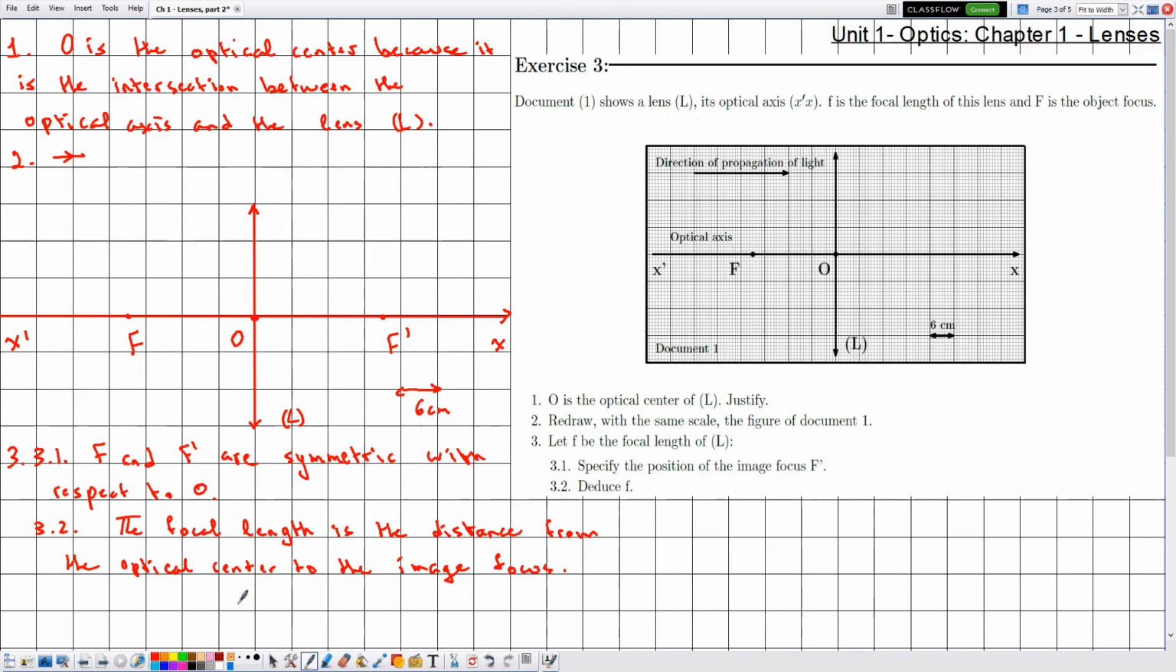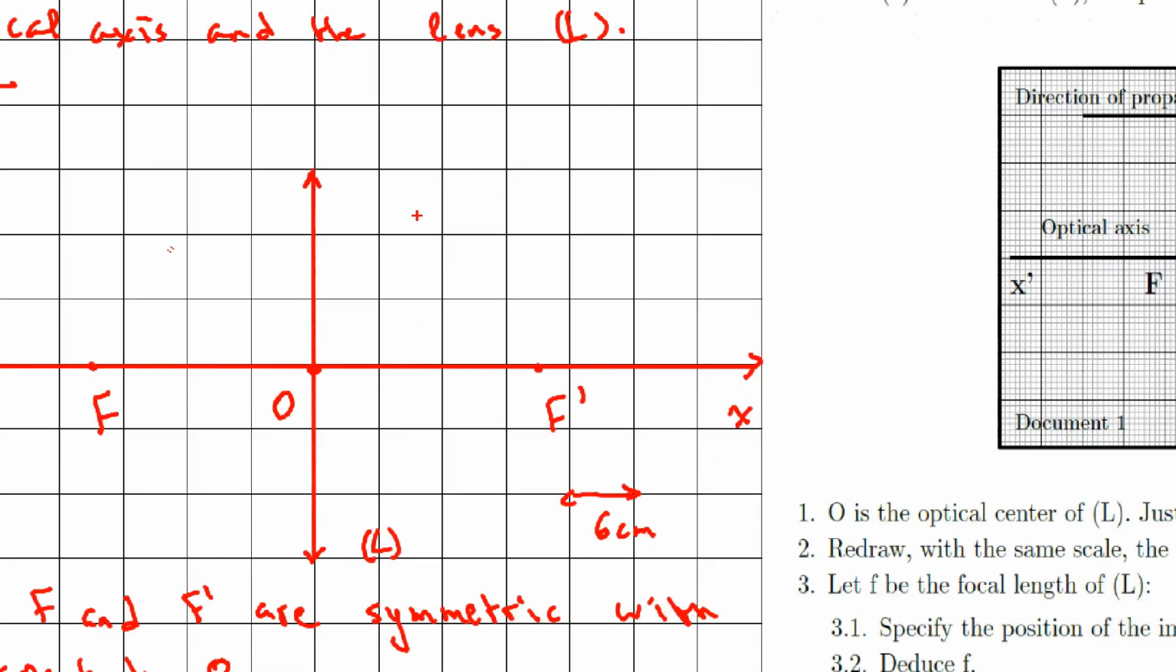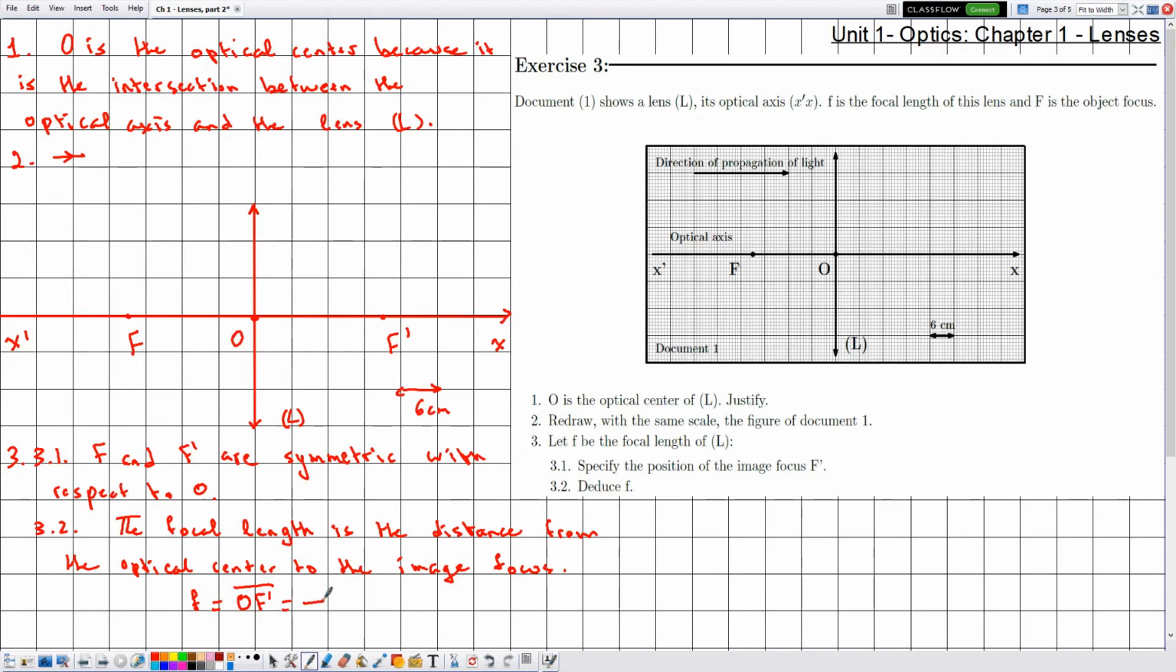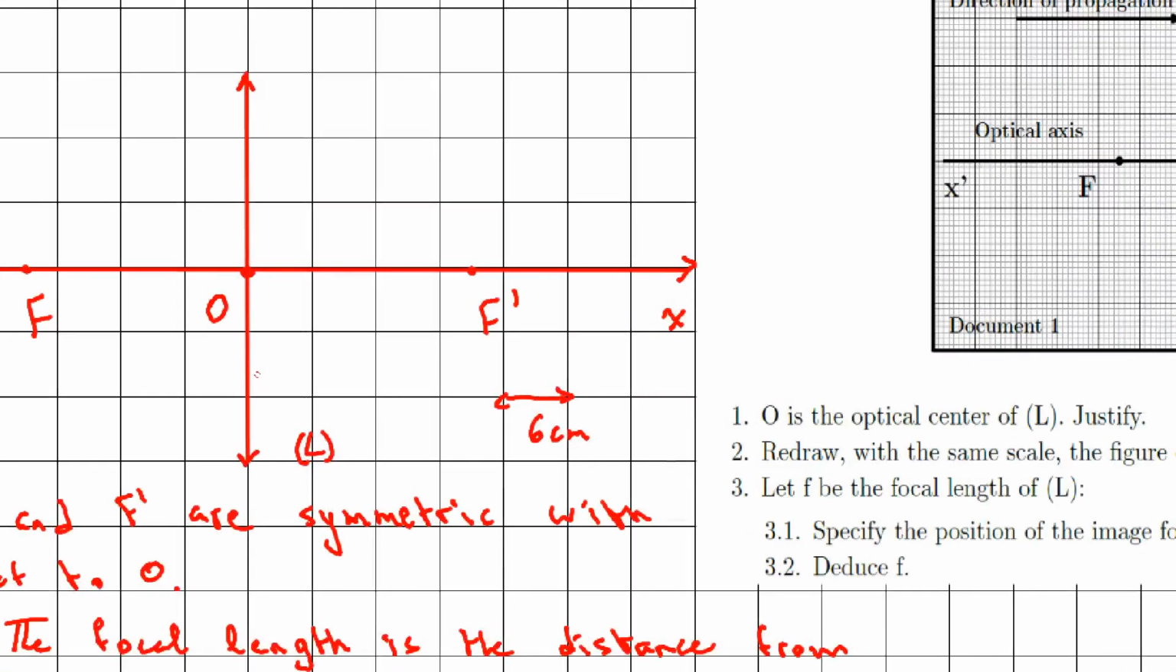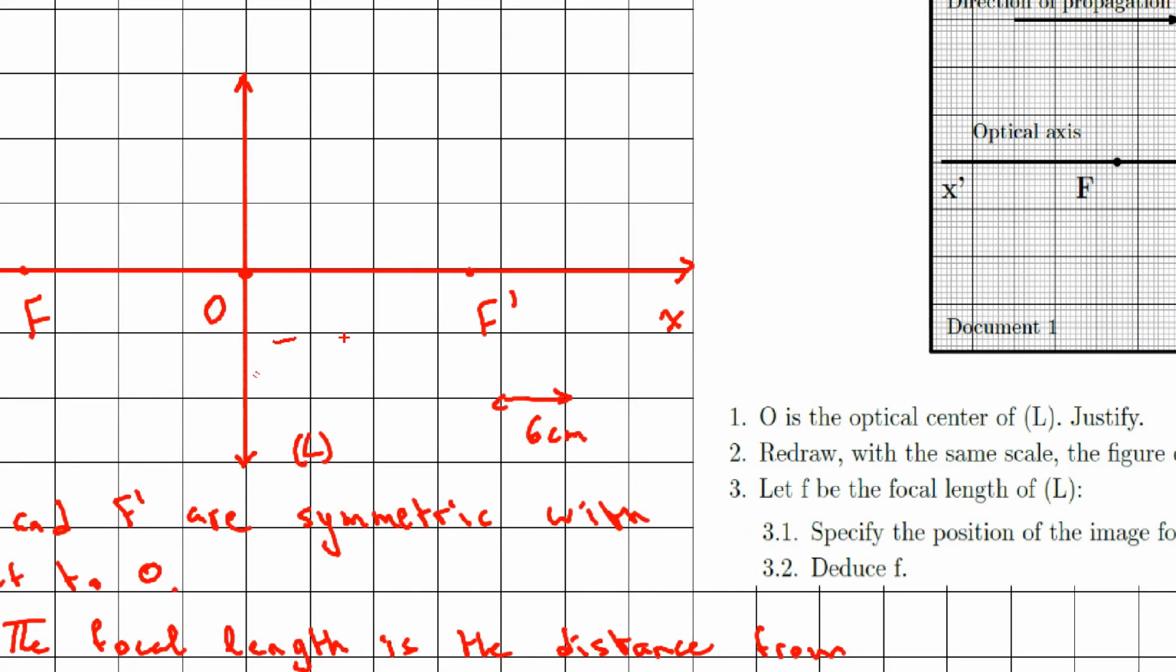to the image focus. So the focal length denoted by small f is equal to the distance from the optical center, which is the point O, to the image focus, which is the point F prime. And we don't forget the bar because this distance may be positive or negative. So now f is equal to OF prime bar, which is the distance from the optical center to the image focus. Notice that this distance is in the same direction of the positive x-axis, therefore the focal length is positive. And now we count the number of divisions between O and F prime.